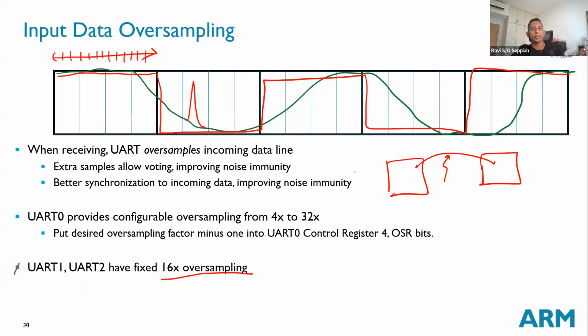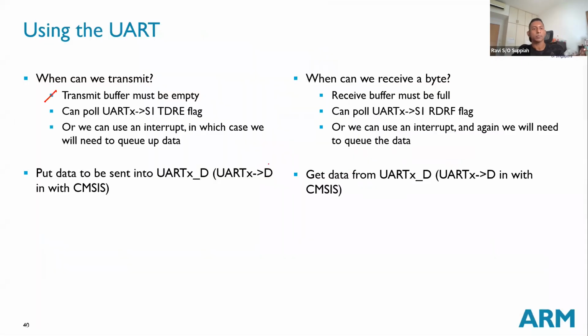Okay, so when it starts to get shifted out, what I need to do is this. I just need to hold this particular flag, TDRE, transmit data register empty, and check whether it's empty. If it's empty, then I can write to the UART register. When can I receive? I can only receive when I know that the receive data register flag is set. So where is that flag?